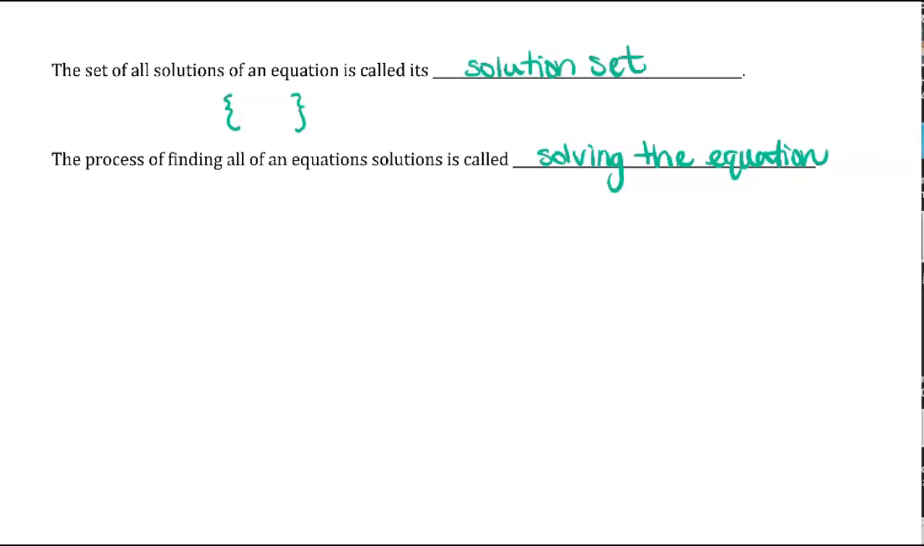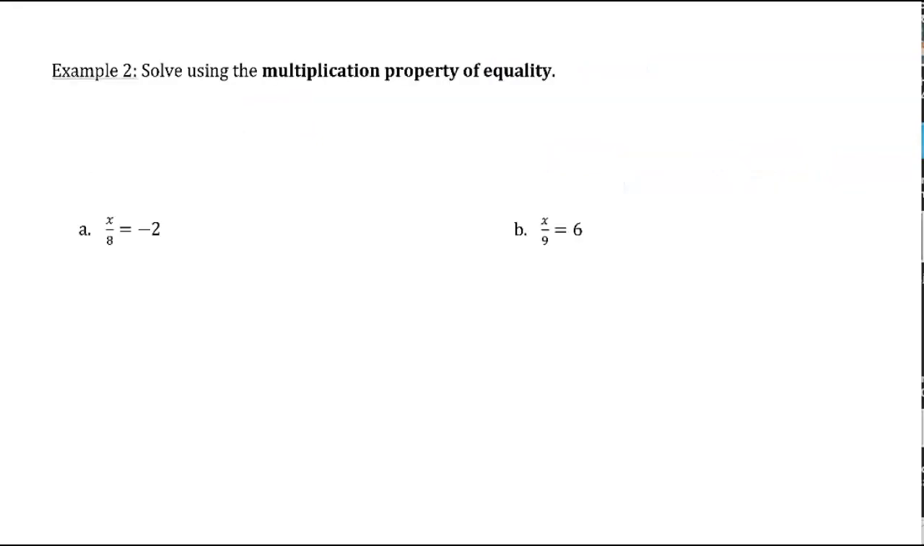Let's take a look at example 2. In example 2, we're asked to solve, so we're going to find all of the solutions to the equations, and we're going to use the multiplication property of equality. So what does that mean? What that means is if I have two expressions, A and B, and they are equal to each other, so expression A equals expression B.